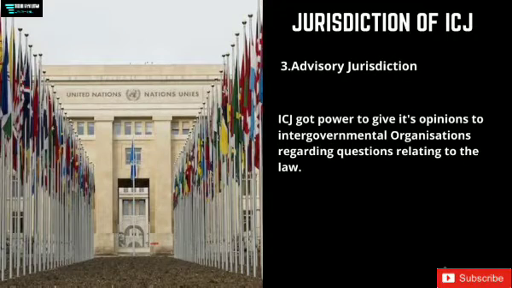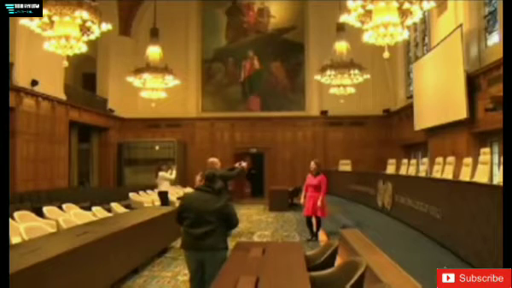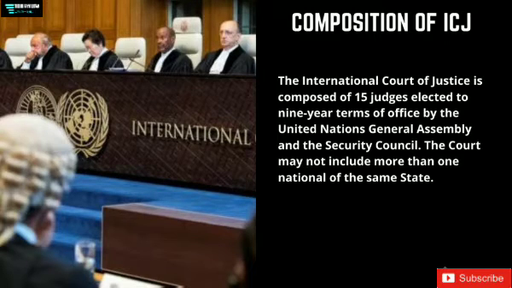And the ICJ has advisory jurisdiction. It can give its advisory opinions on questions of international law submitted to it by the UN organs or specialized agencies. Its opinions have no binding effect, but sometimes in special cases it may be binding. Now let's see the composition of the International Court of Justice.